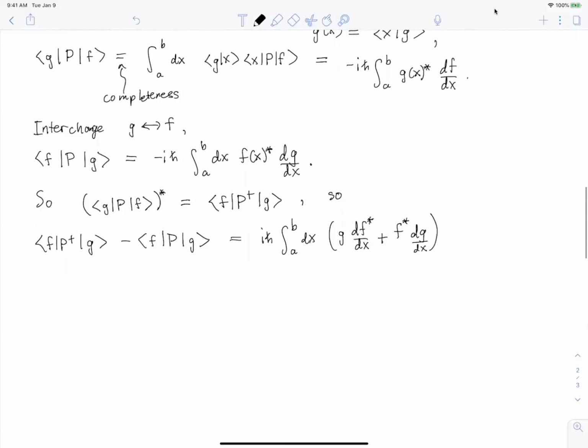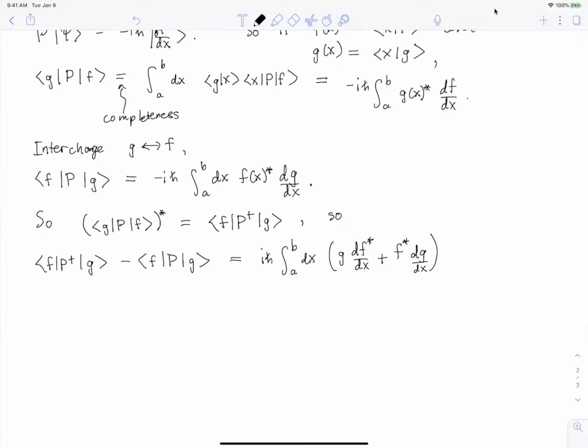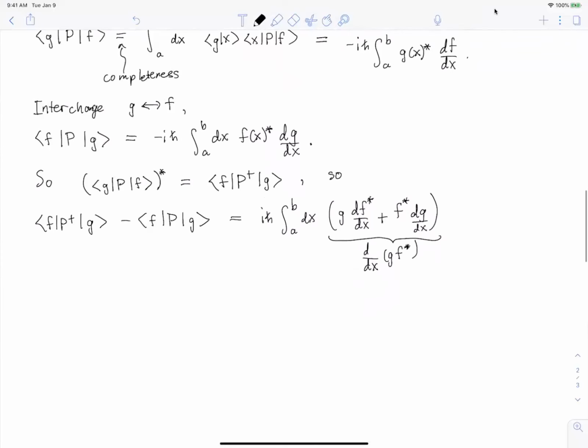Okay, and so now we can notice that this is a total derivative. This is the derivative with respect to x of g f star. And now we can use the fundamental theorem of calculus to integrate a total derivative and find out that this thing is not necessarily 0. It's actually i h bar times f star of b, g of b, minus f star of a, g of a.